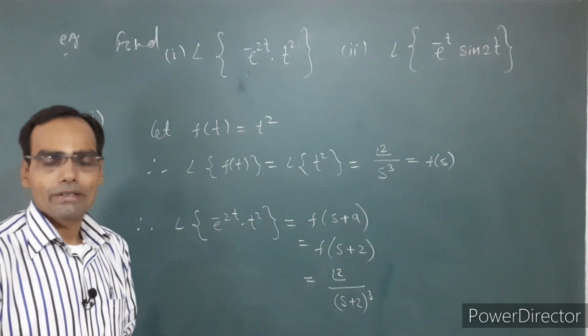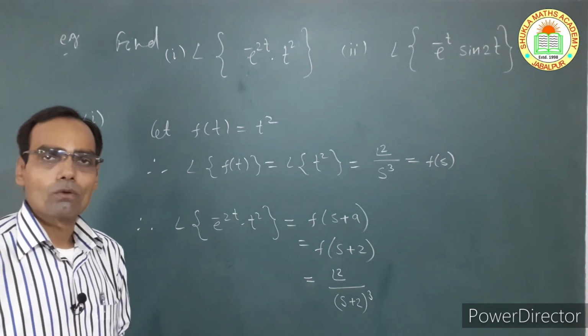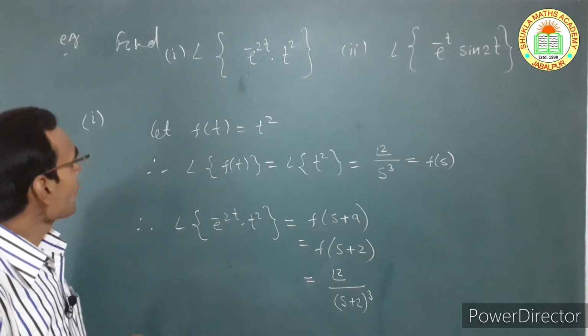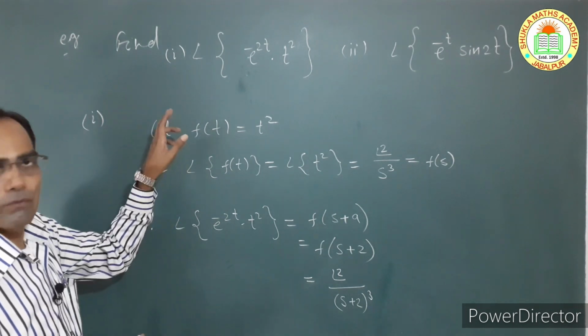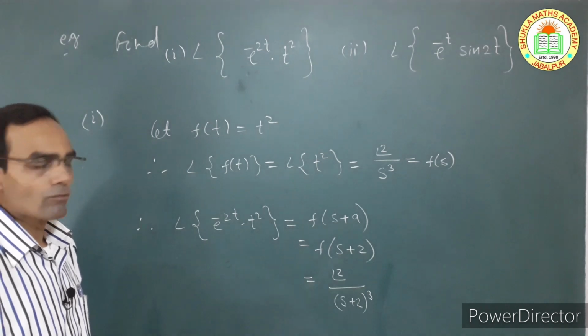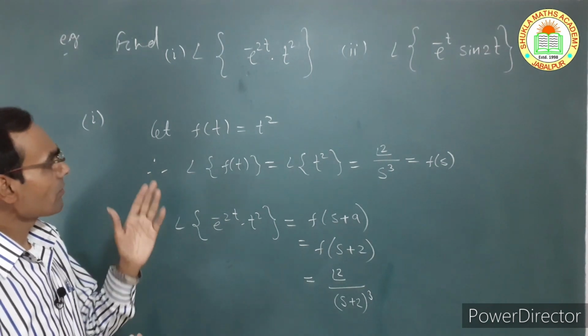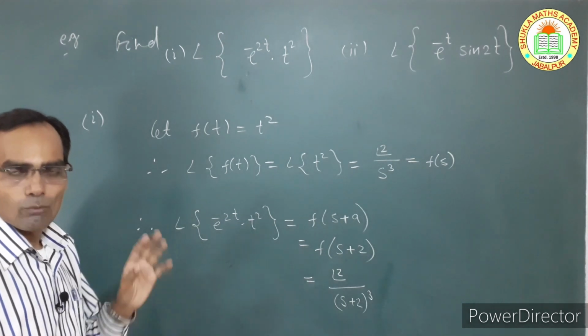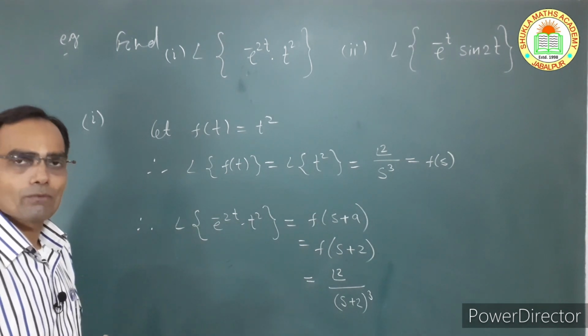So now I am taking two problems based on the first shifting property of Laplace transform. The first problem is to find the Laplace transform of e raised to minus 2t into t square. Clearly the given function is a product with an exponential function, so we must use the first shifting property.